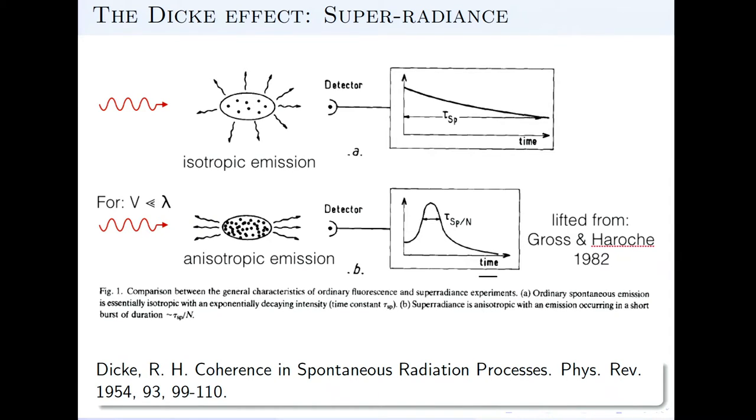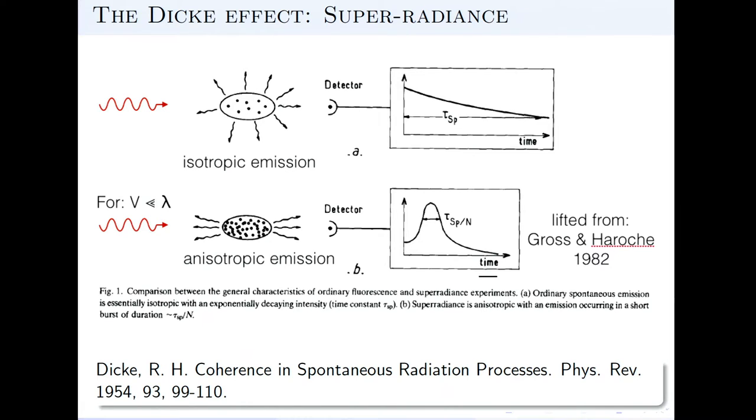Emission is isotropic. A detector that can see the emission after pulsed excitation would show a single exponential decay characterized by this exponential lifetime. If you have a volume that contains the detectors and they are at much shorter distances between them than the wavelength, then the prediction, and this is Robert Dicke, who did it for the first time in 1954, is that you are going to get a coherent spontaneous radiation process by which the emission is going to be anisotropic in the direction of the pump beam.